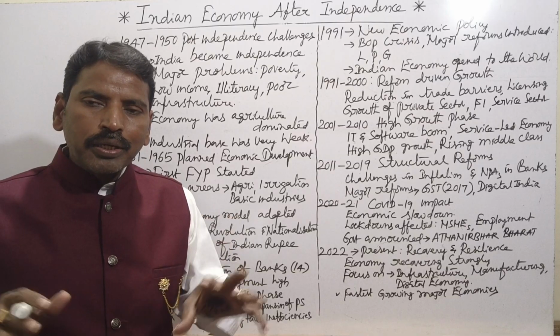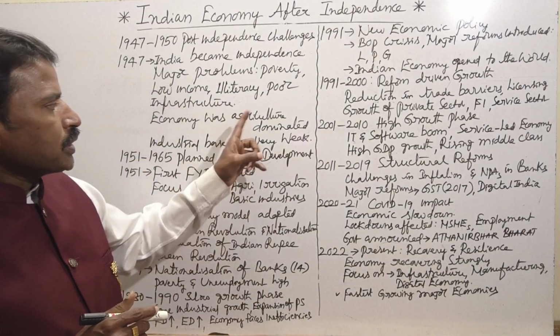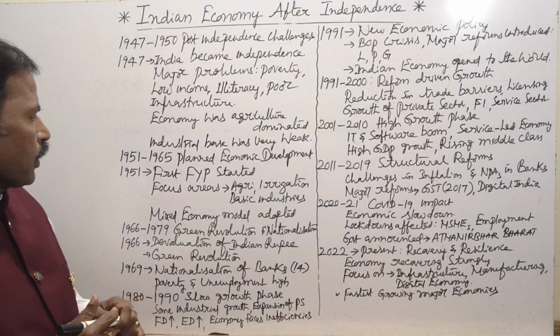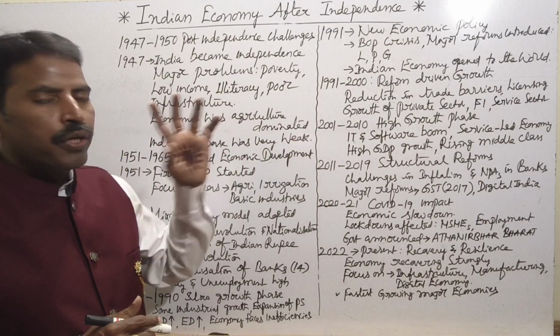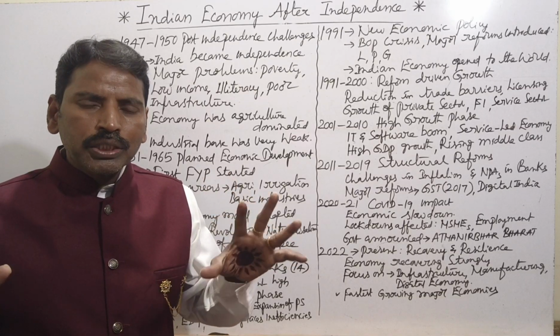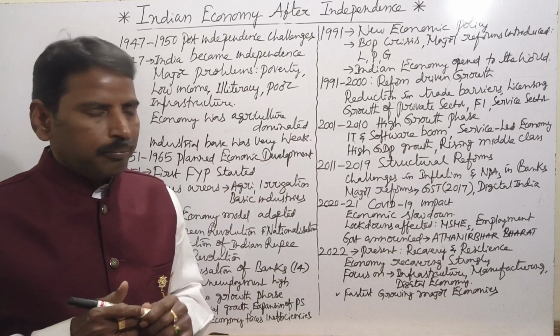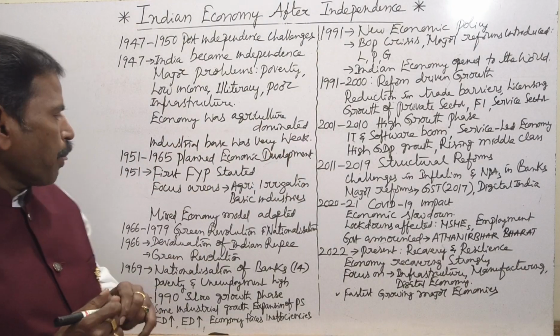At the same time, the economy was agriculture dominated. The Indian economy is an agrarian economy, an agricultural economy. The agriculture sector dominated. At the same time, the industrial base was very weak. No basic and capital industries were established at that time. So the industrial base was very weak.